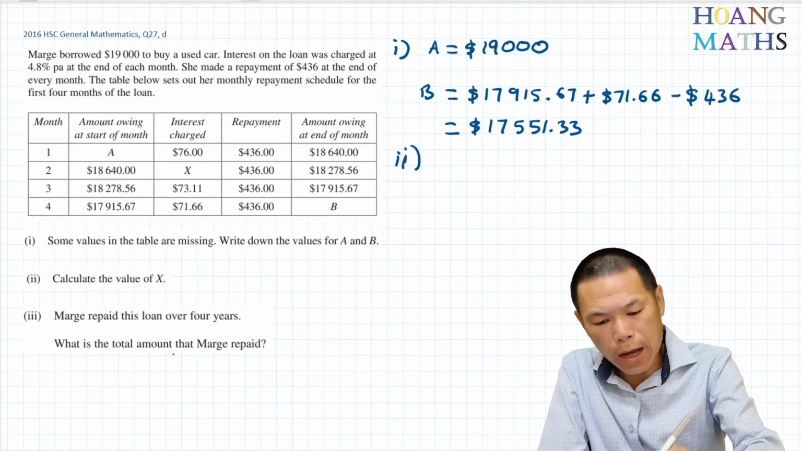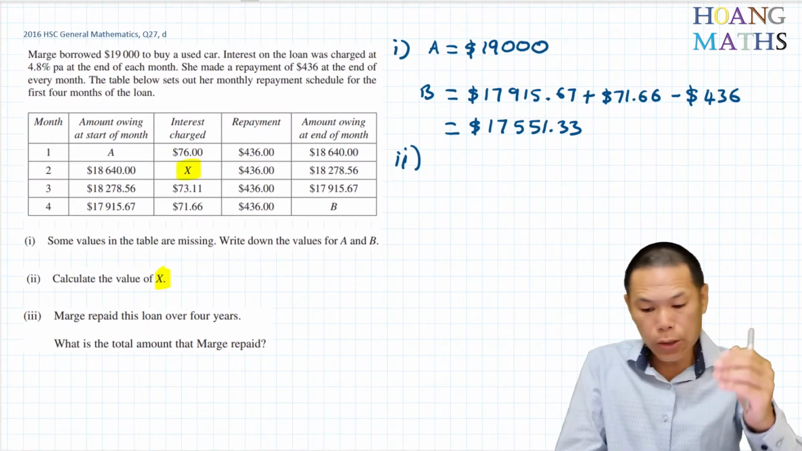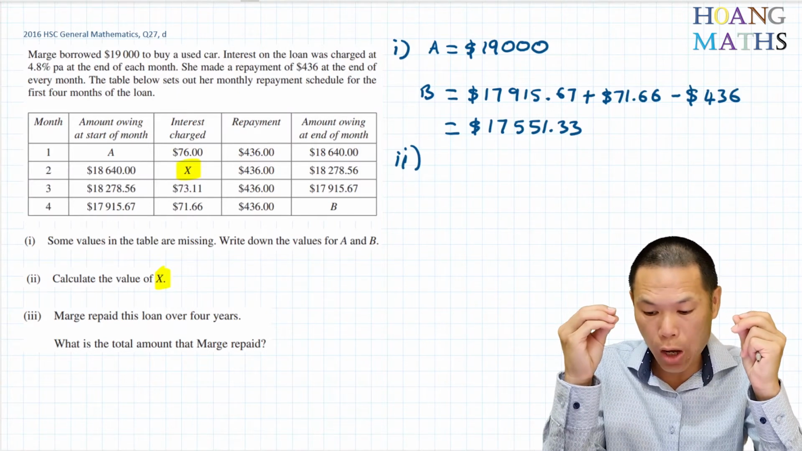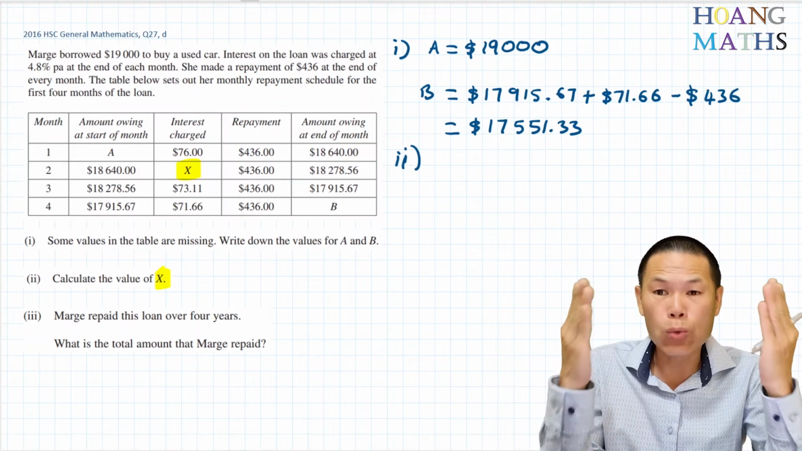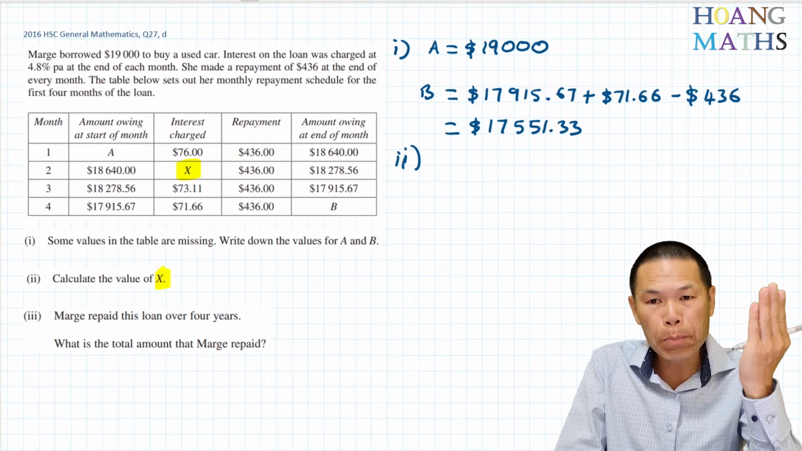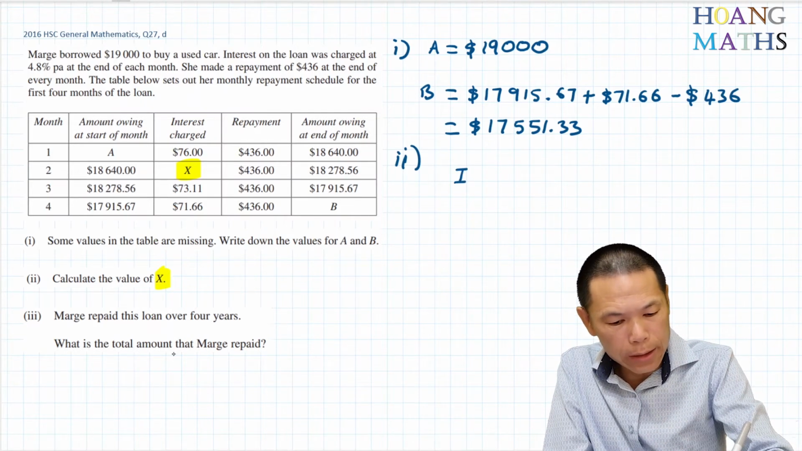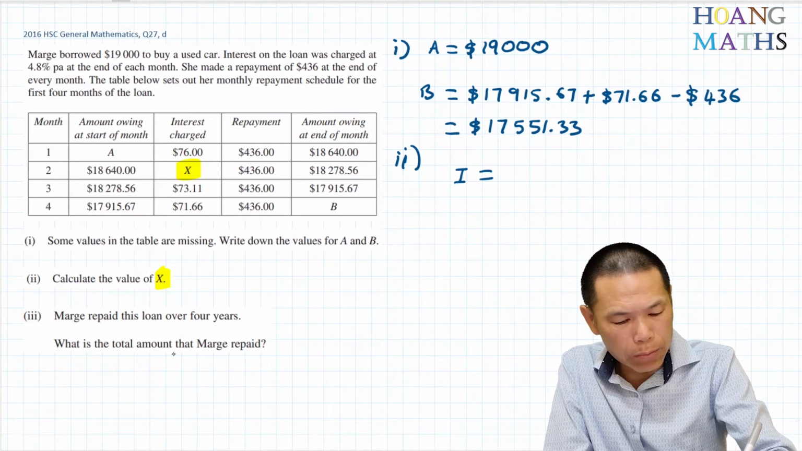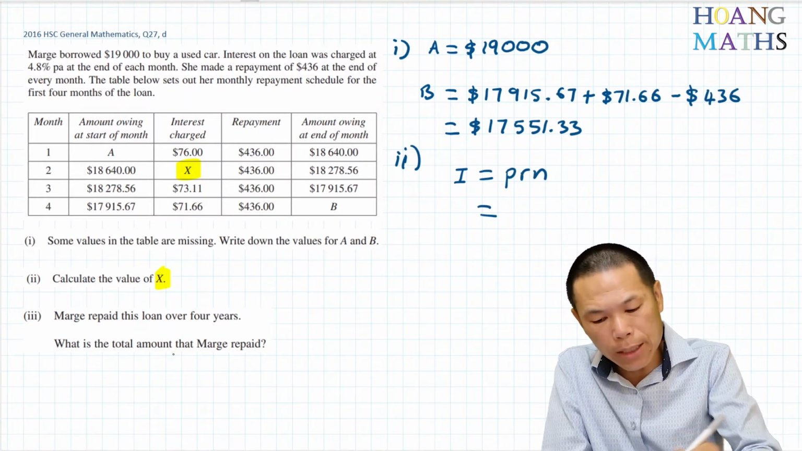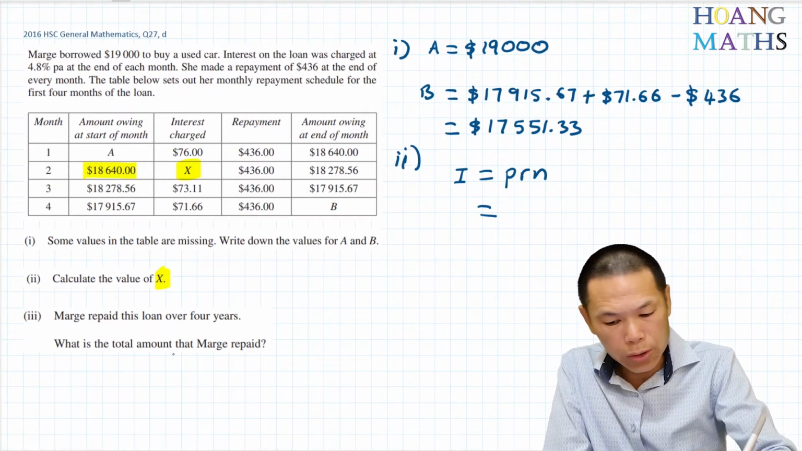So we need to work out the value of X. So X is this amount. So this amount is the interest on the 2nd month. Now to work out the interest, we can use I is equal to PRN. So let me just write this down. I is equal to PRN. So P is the amount of money that she owed at the beginning of the month. That is this amount.